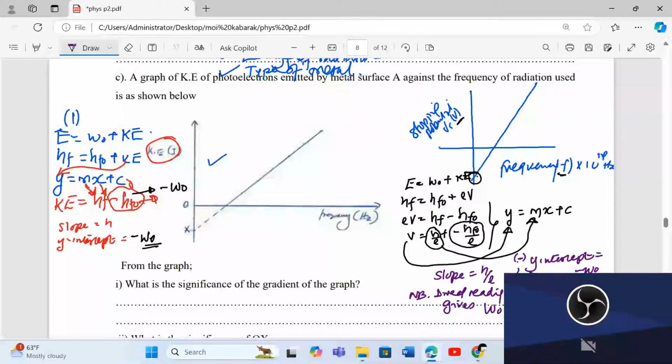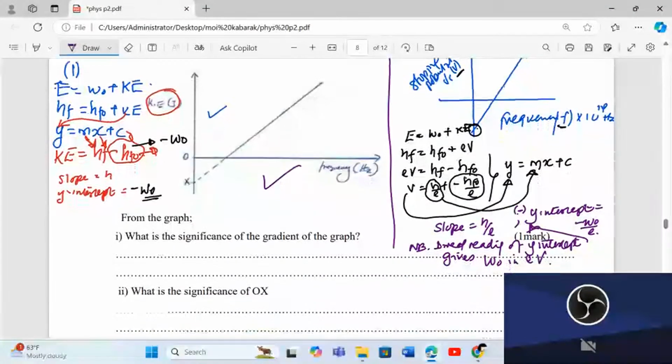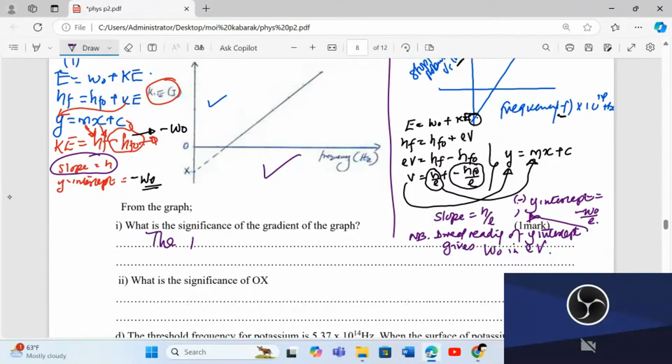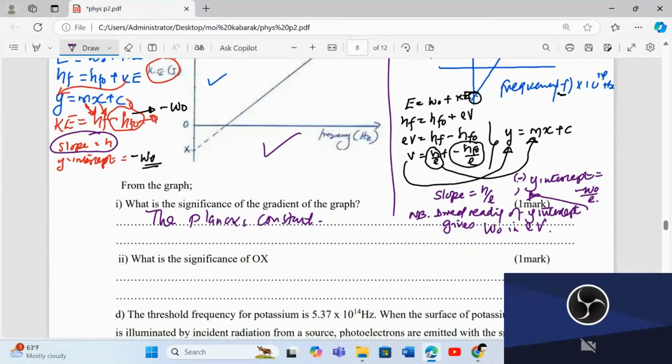Let's get back. The question requires us in this part: what is the significance of the gradient? We have already seen that it is giving us the Planck's constant. So you say the Planck's constant. What is the significance of OX? This is like saying the y-intercept, which is giving us our work function.